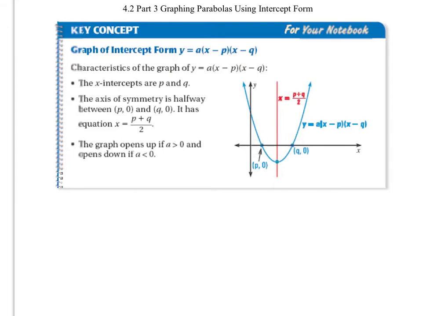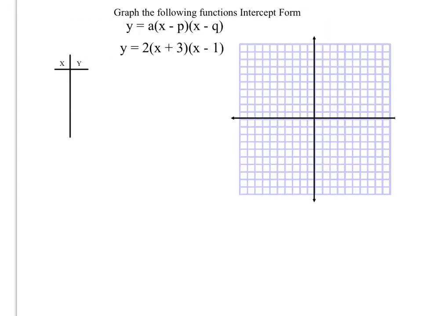Now, I think I have a little bit easier way of remembering it, along with some of this other stuff. But for right now, we'll just take a look at a few examples and hopefully answer some of the questions that you might be having right now. So here we're going to take a look at our first example. Y equals 2 times the quantities x plus 3, x minus 1.